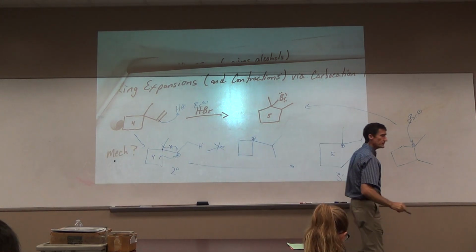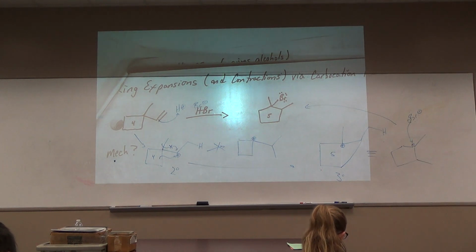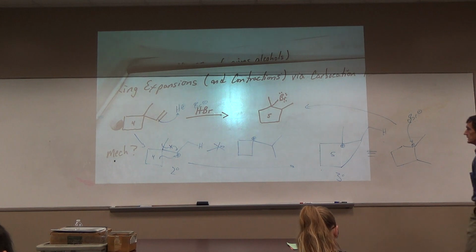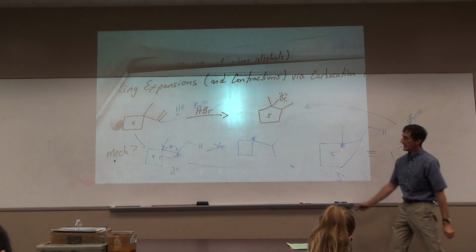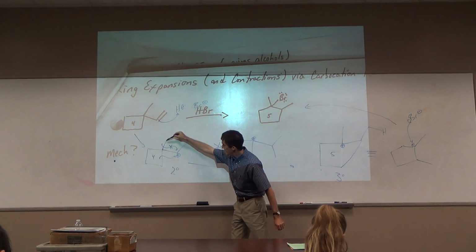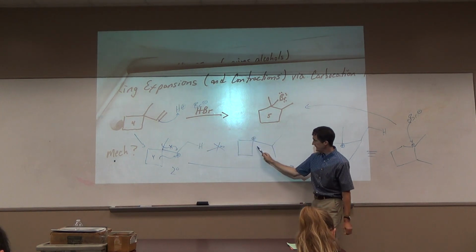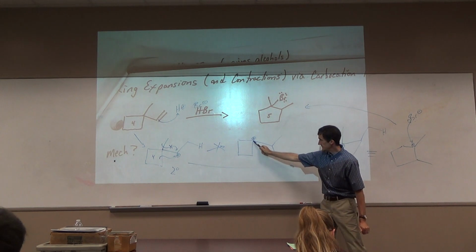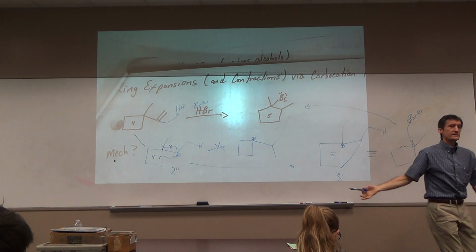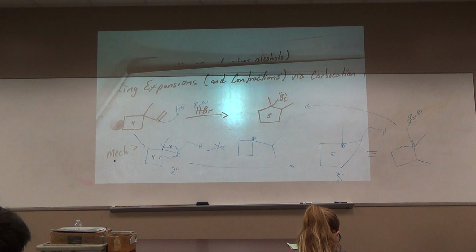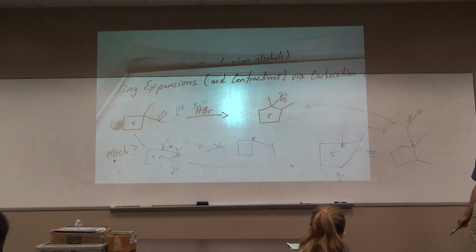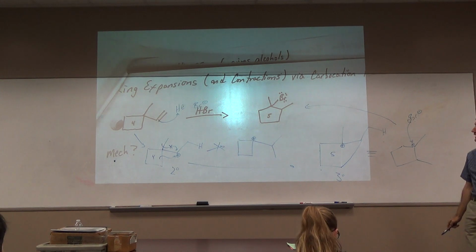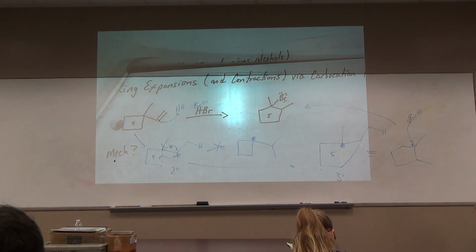And we know 5 and 6 member rings are best because they have the best bond angles, bond angles that have lower energy. So there's two reasons why we want to do this. What if we did a methyl shift here instead? Does that give a better cation? It is tertiary, but it's still a 4-membered ring. So this is the better pathway. Ring expansion.